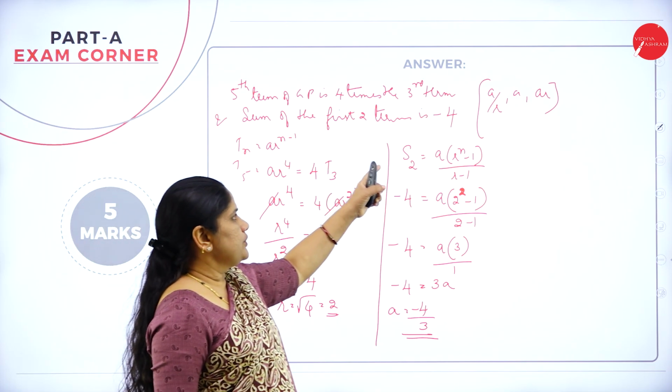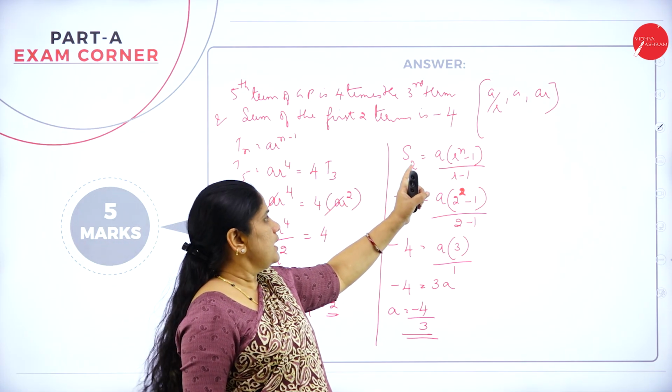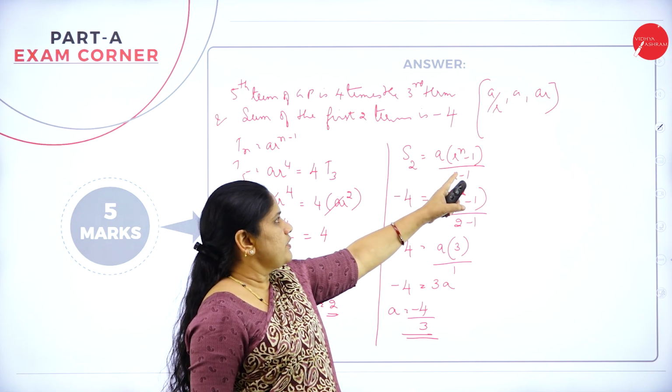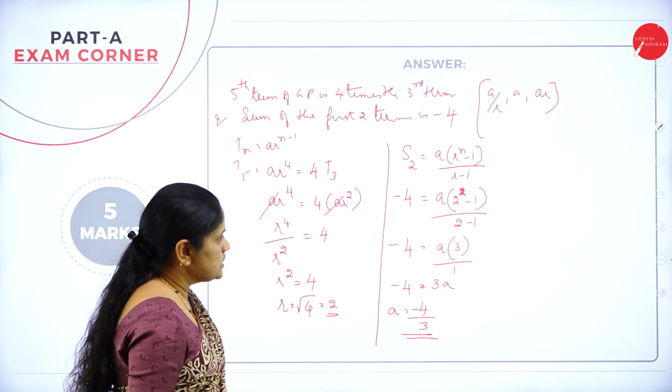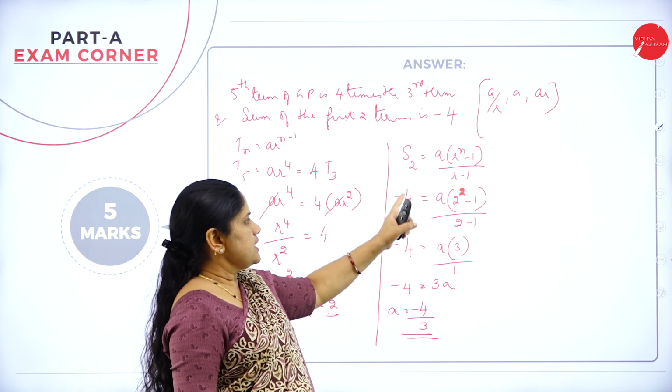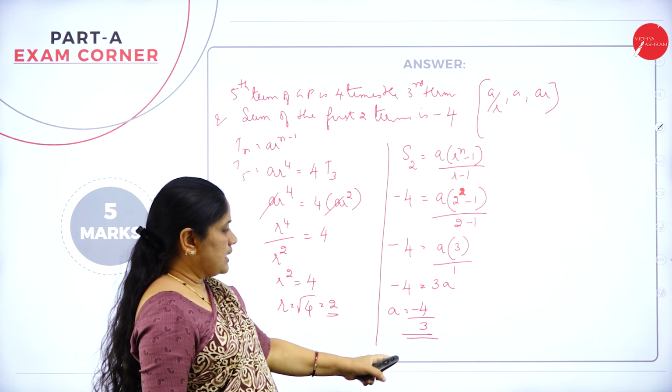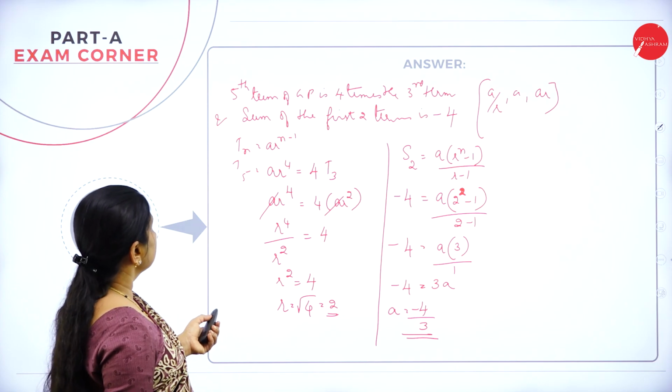So you have to make use of the formula, the Sn formula. Sn equals A into R to the power of n minus 1 divided by R minus 1. So instead of writing S2, I write it as minus 4. Then I simplify, I get minus 4 by 3.